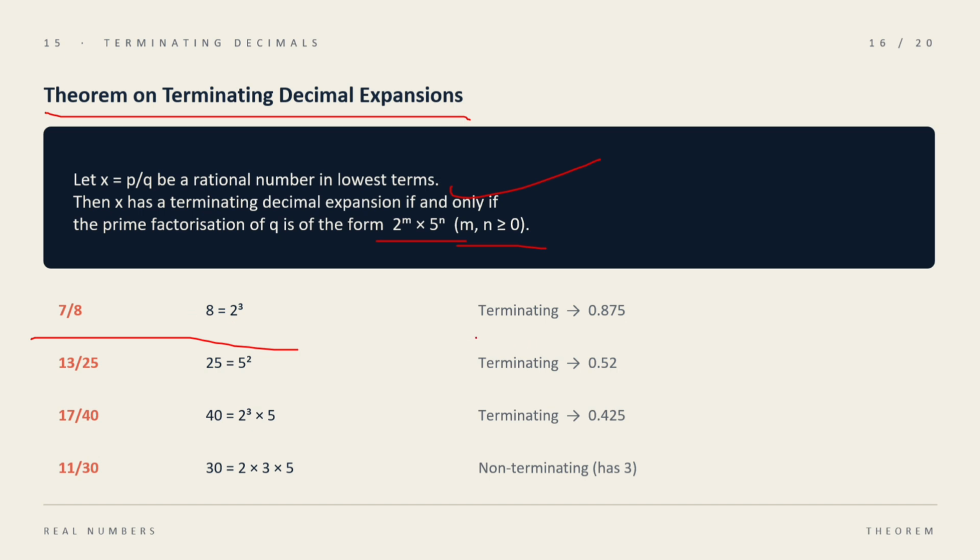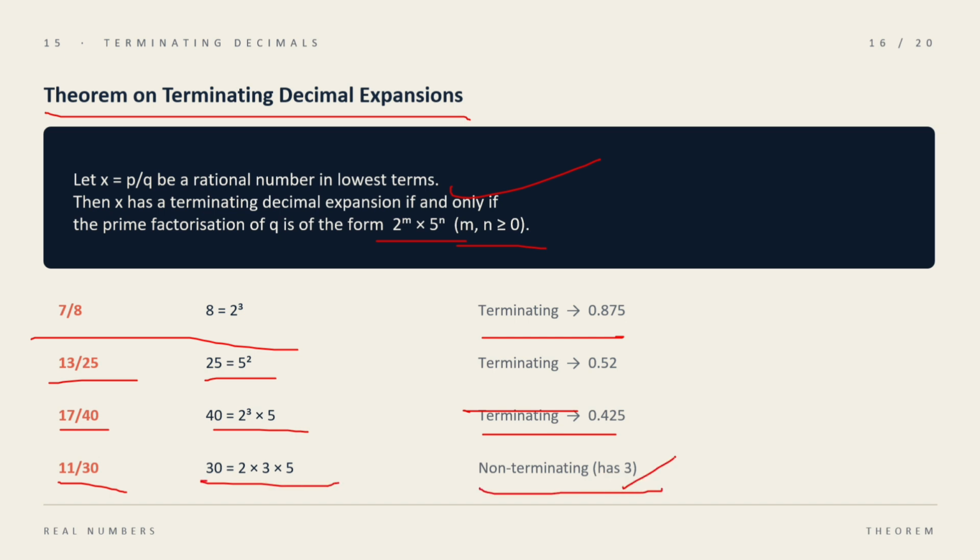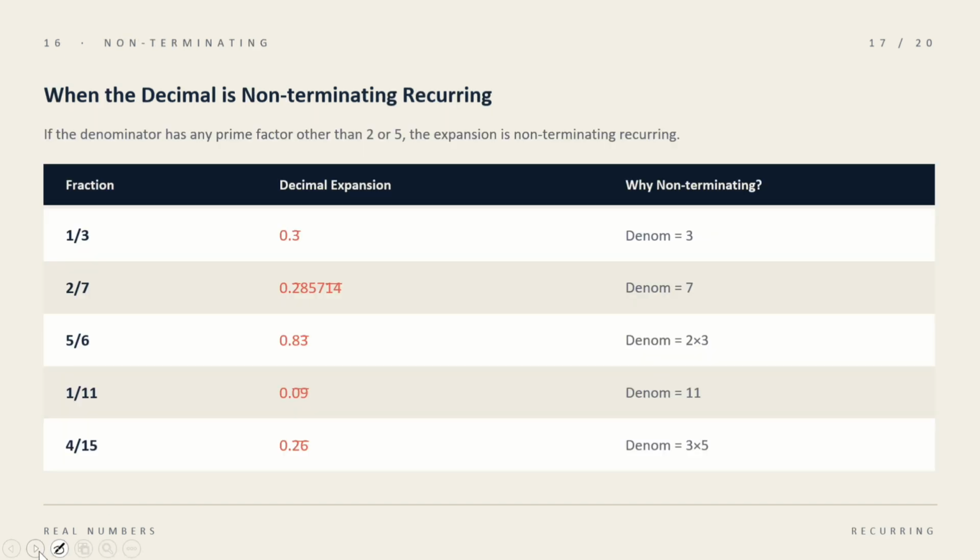Example: 7 by 8, 8 is equal to 2 cubed, terminating. 13 by 25, 25 is equal to 5 squared, terminating. 17 by 40, 40 is 2 to the power 3 into 5, terminating. 11 by 30, 30 is equal to 2 into 3 into 5, which has 3, hence it is non-terminating. If only 2 and 5 are present, then it is always terminating. You can see the examples here.